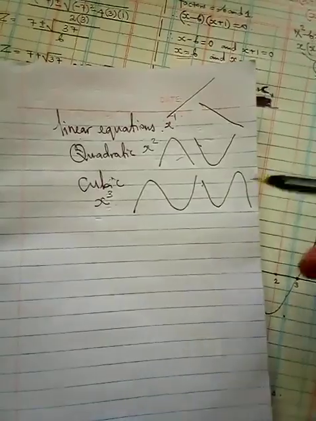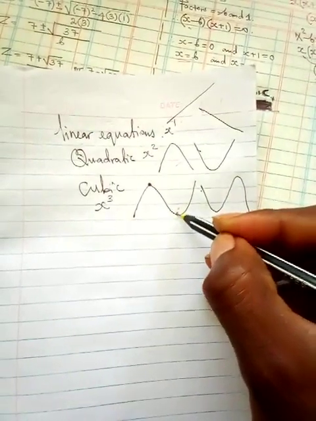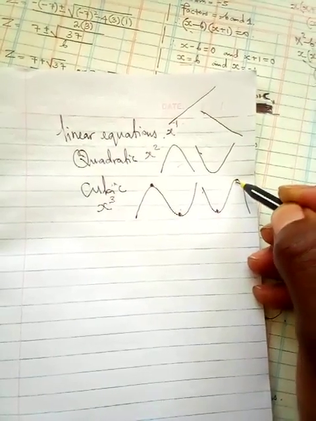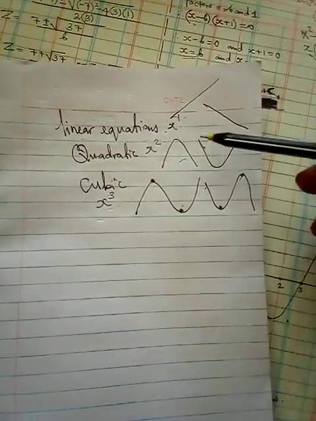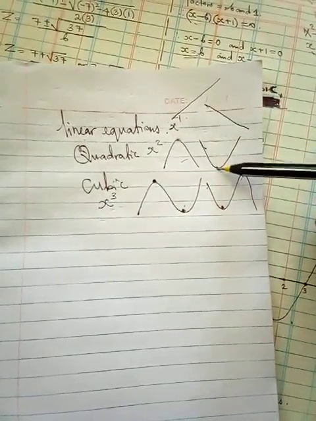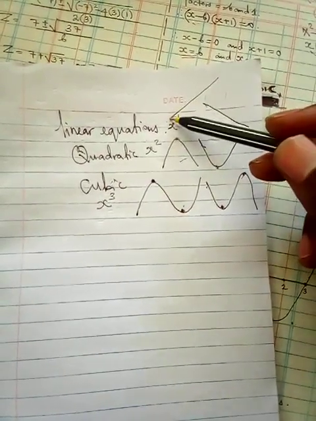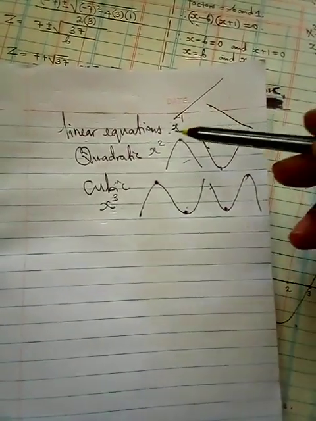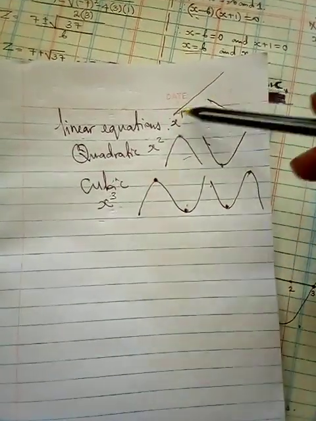And notice cubic equations have 2 turning points, one maximum, the other one minimum here. This one minimum, the other one maximum there. Quadratic functions only have one turning point, either a maximum or a minimum. Linear equations do not have any turning point because they are not curves, hence their graphs are continuously constant.